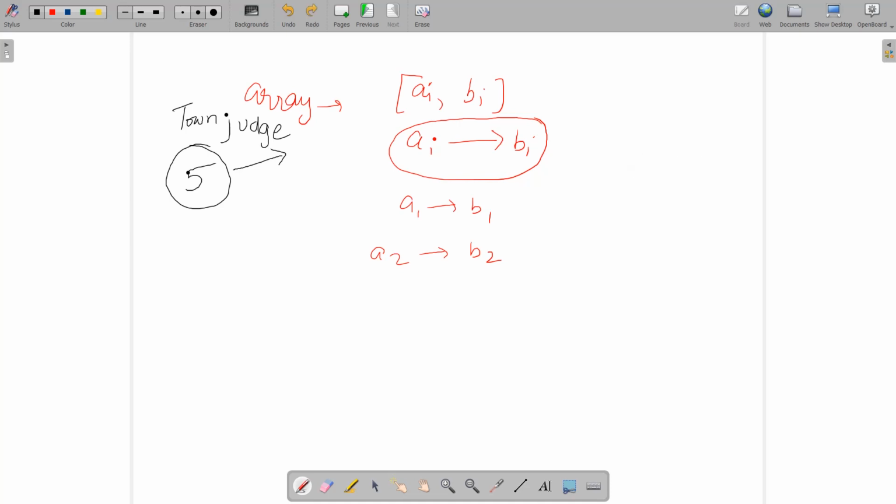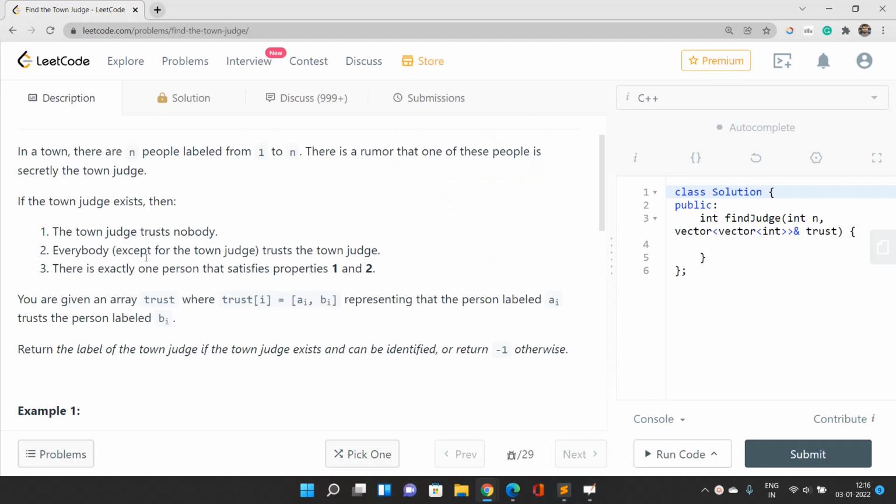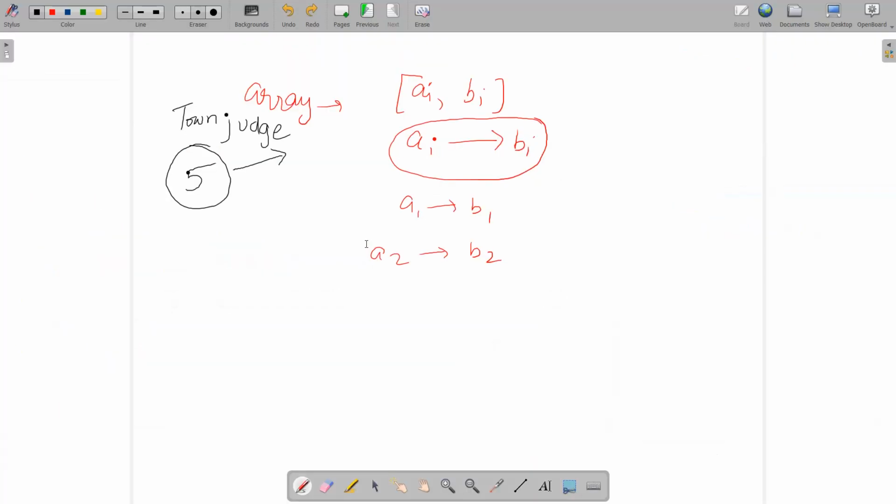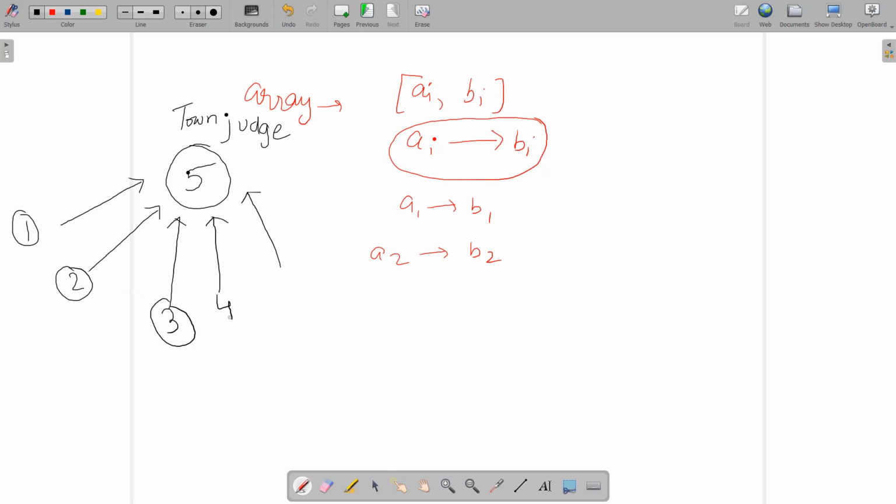Now what about the other condition? Everybody except the town judge trusts the town judge. It means that there must be exactly n minus 1 directed edges incoming to node 5. I have taken a total of 6 nodes, so there will be 1, 2, 3, 4, and 6. There will be exactly n minus 1 incoming edges incident on node 5, and no outgoing edges from node 5. Then person 5 can be claimed as the town judge.